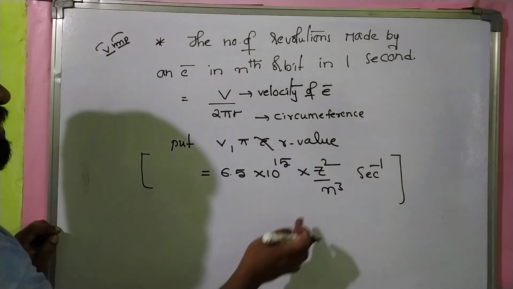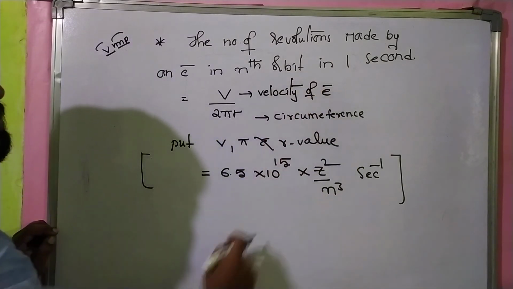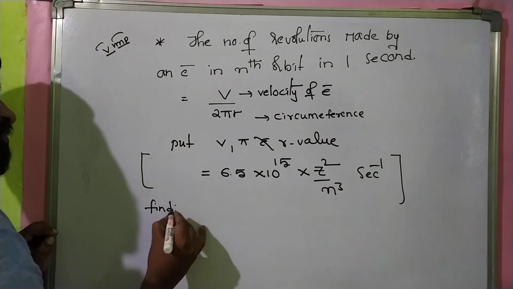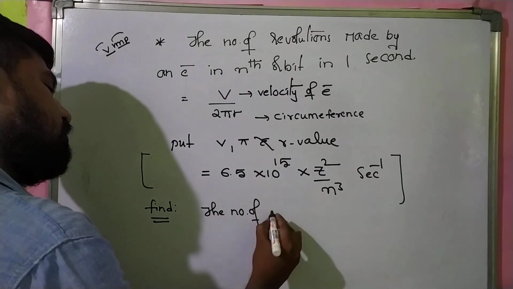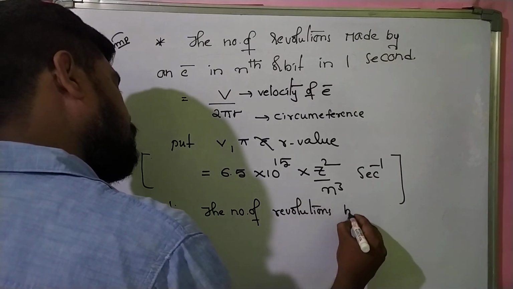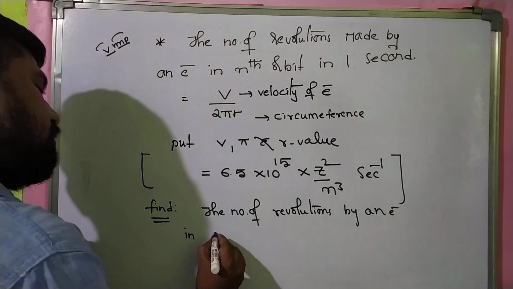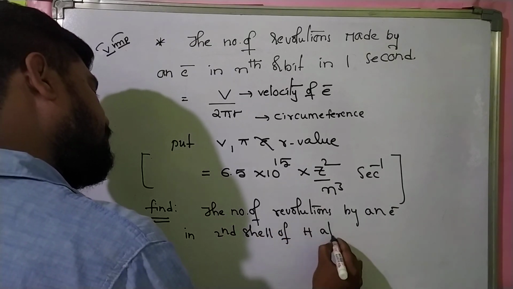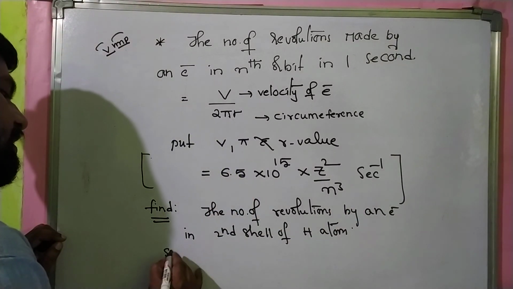Z means atomic number, n equal to number of shell. It's very, very important. Now find the number of revolutions by an electron in the second shell of hydrogen atom. So do it yourself.